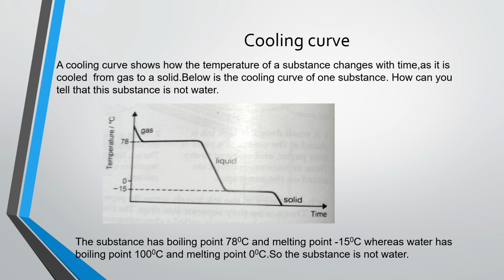So a liquid turns to a gas at its boiling point. So here the boiling point of the substance is 78 and a solid changes into a liquid at its melting point, and here the melting point is minus 15. So the substance has a boiling point of 78 degrees Celsius and a melting point of minus 15 degrees Celsius, whereas water has a boiling point of 100 degrees Celsius and a melting point of 0 degrees Celsius. So the substance is not water.